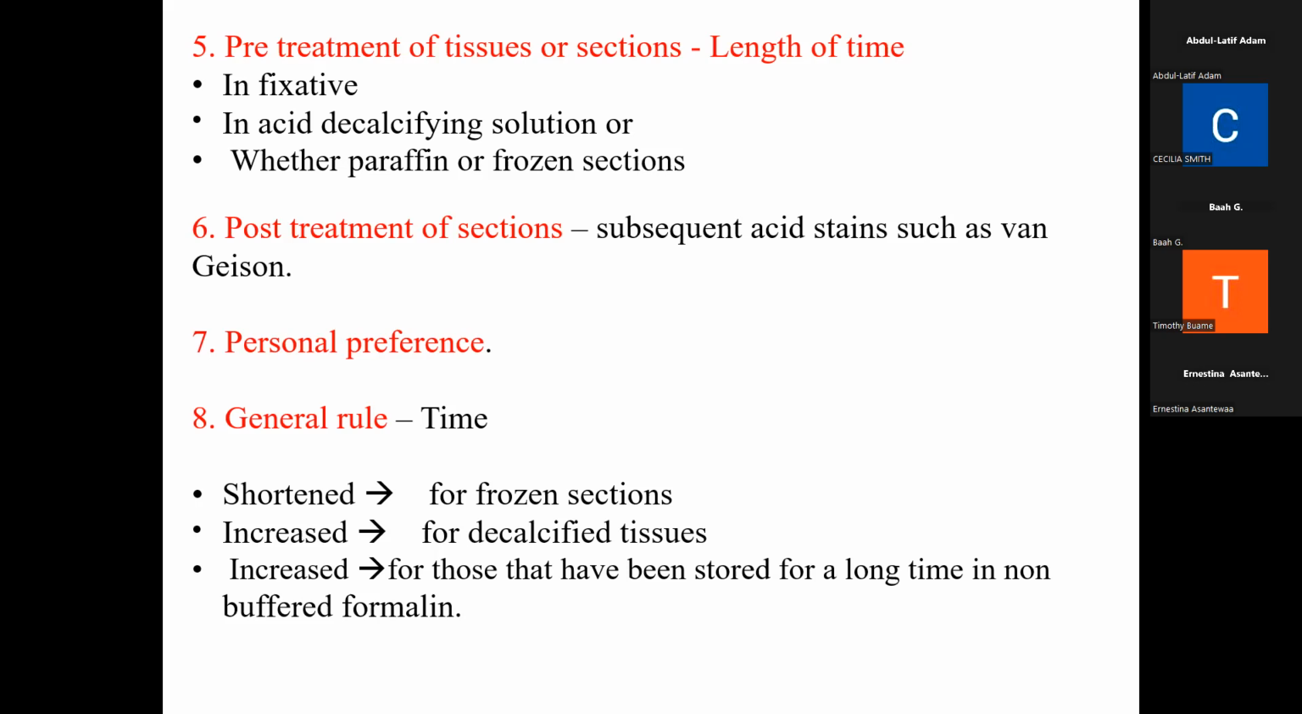Okay, and then the personal preference. The person who is going to do the staining will also decide that at this specific time, the staining characteristics are ideal. So personal preference too is there. Okay, so these are general rules. If the tissue is frozen, it means that there is no cross-linking, there is no chemical to prevent the exposure of the tissue. So it takes a short time to stain.